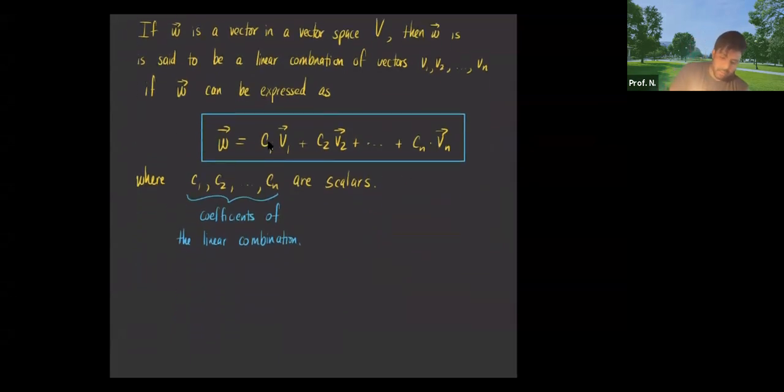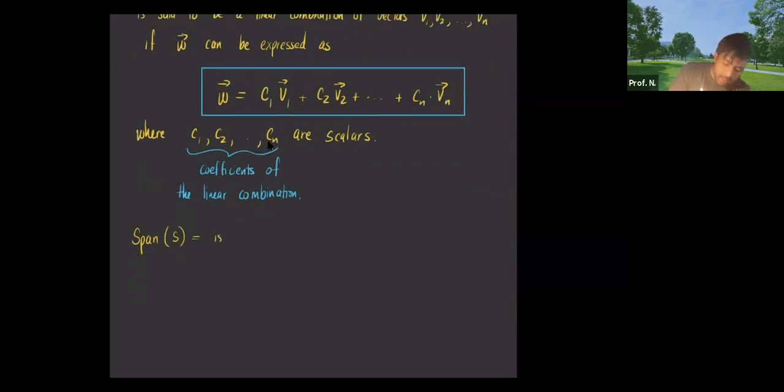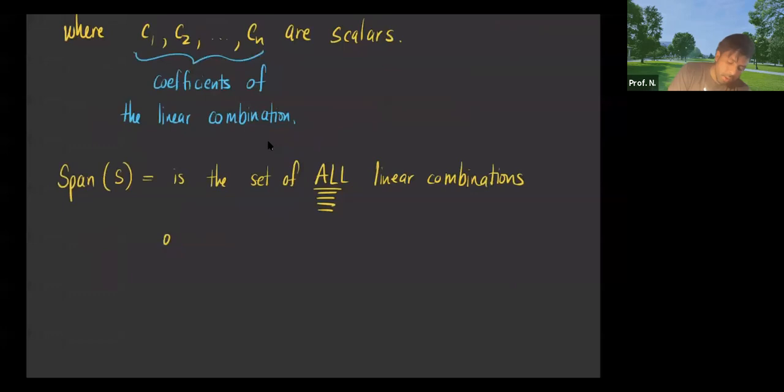So what is span? I'm going to call this span of S. Span of S is the set, and this is the key phrase, the set of all linear combinations of vectors in the set S. And we're going to define S as V1, V2, all the way to Vn.